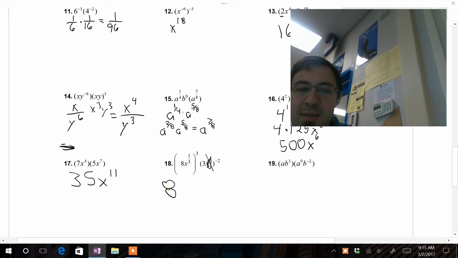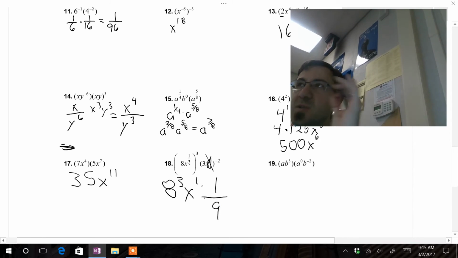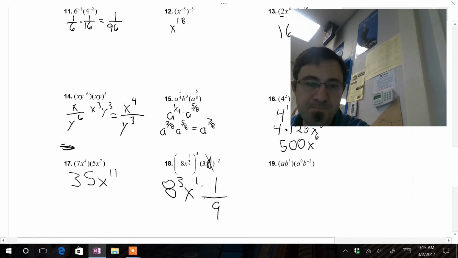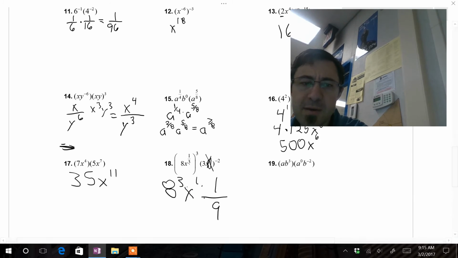So I have 8 to the third. X to the what? What's 1/3 times 3? 1. And then 3 to the negative 2 just becomes 1/9. Because that's going to be 3 squared. The negative moves it down, though. 8 to the third. Someone help me out there. What do we got? 512. Good.